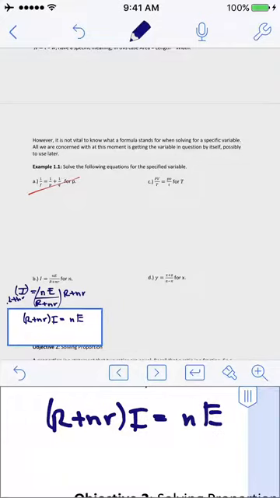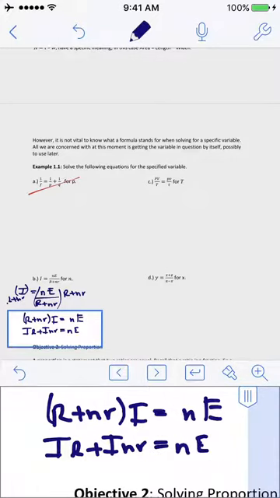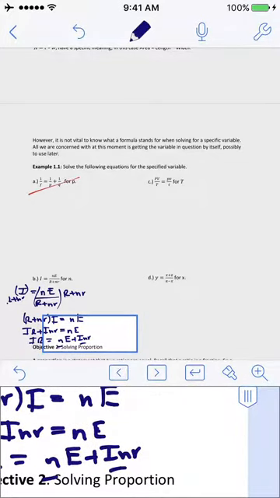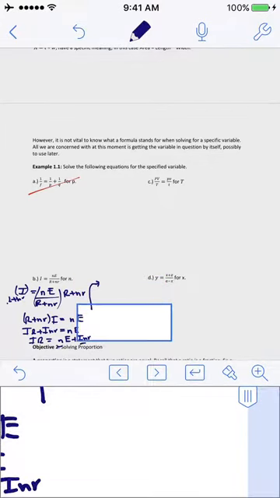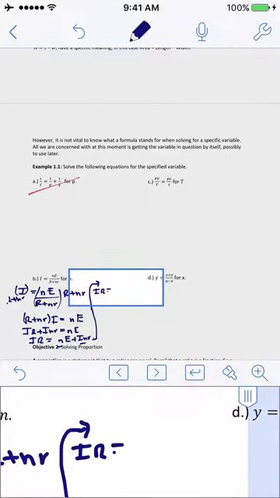Fabulous. Okay, I can distribute the I in, so I get IR plus INr is equal to ne. I can move that one over. IR is equal to ne plus INr. Now I notice I have an n in both of these guys, so I'm going to take out the n. So over here I'm left with IR is equal to n times e plus Ir.